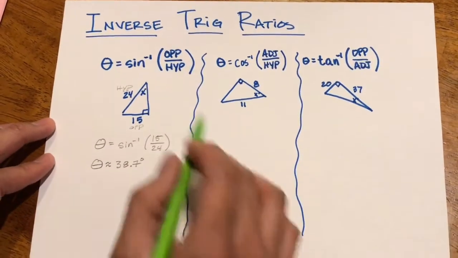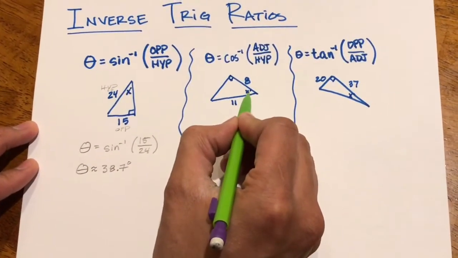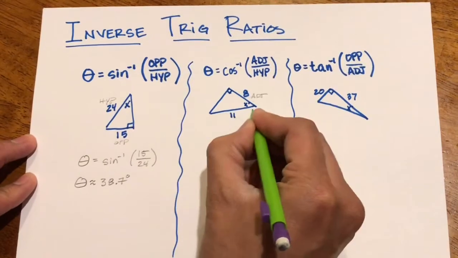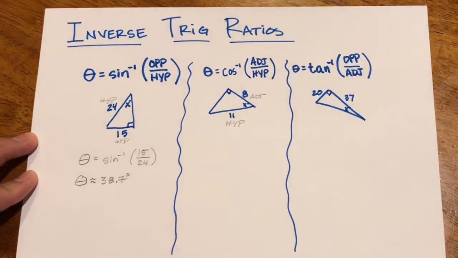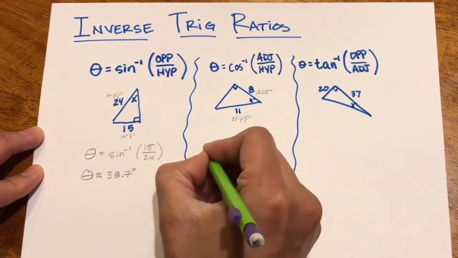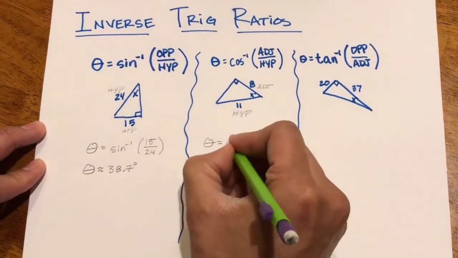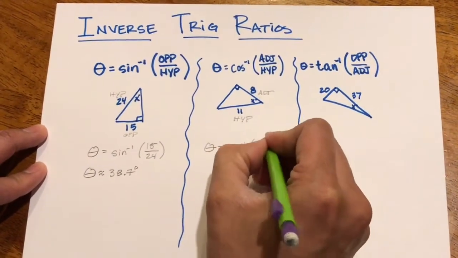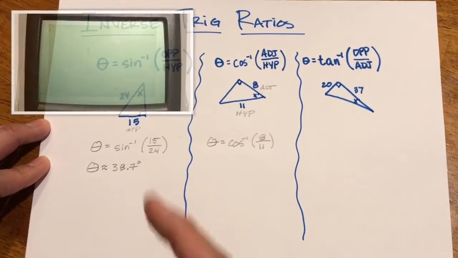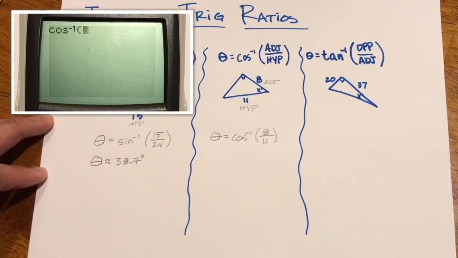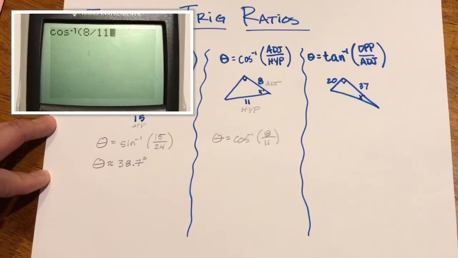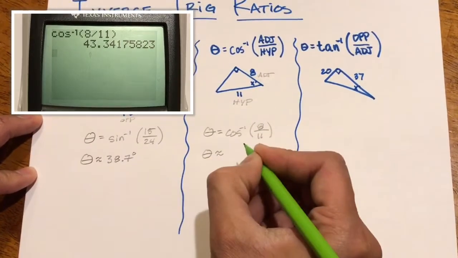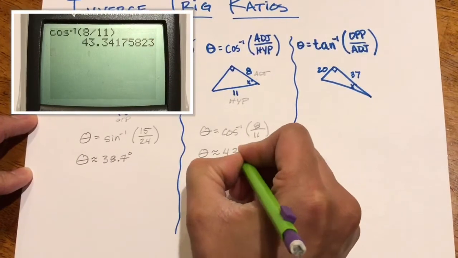So next one, we're going to use cosine, right? Because again, based off our reference angle, we've got the adjacent side here, the hypotenuse is 11, and so we can just plug it in again. So we get theta is equal to cosine inverse of 8 over 11. Again, plug it into your calculator. So cosine inverse 8 divided by 11, and we see that theta is approximately 43.3.